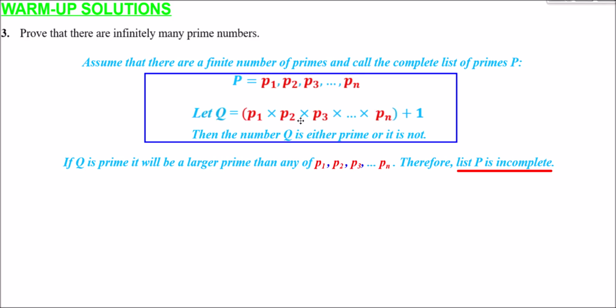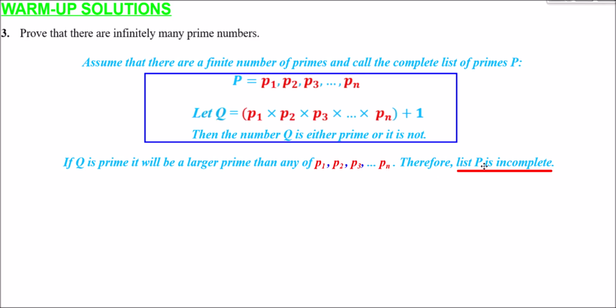And even if you don't think the primes are infinite, hopefully you're convinced there's an awful lot of them, thousands. So the product of all these is going to be huge. So therefore, Q, if it were to be prime, is going to be an absolutely enormous one, bigger than any of the individual P's.